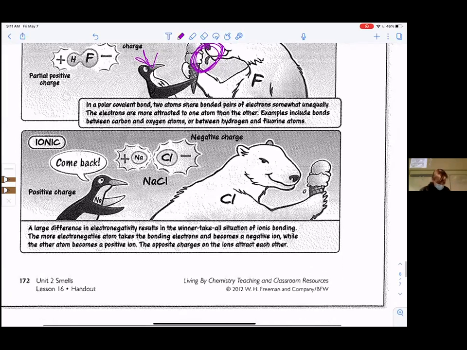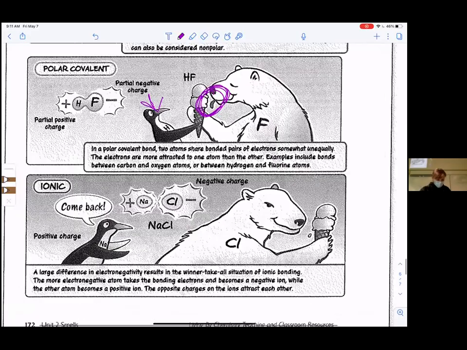And then in ionic, you've got huge differences, and it's basically where the penguin just says, dude, take it. You can just have my ice cream. I'm good. I'll bounce. It's no big deal. So big differences in electronegativity result in the winner-takes-all situation of ionic bonding. The more electronegative atom fully steals the electron of the not very electronegative atom. Then they end up with opposite charges, and they need to hang out together to balance each other's charges.